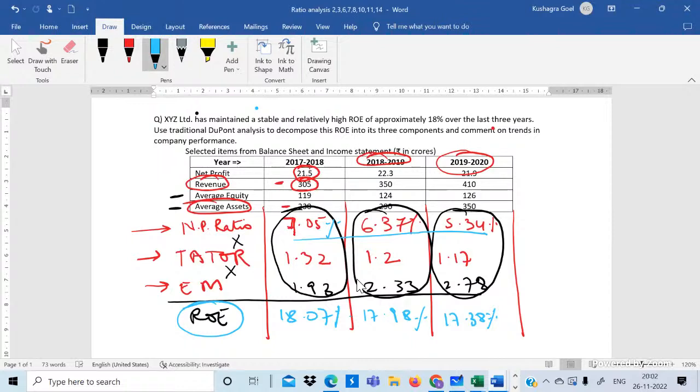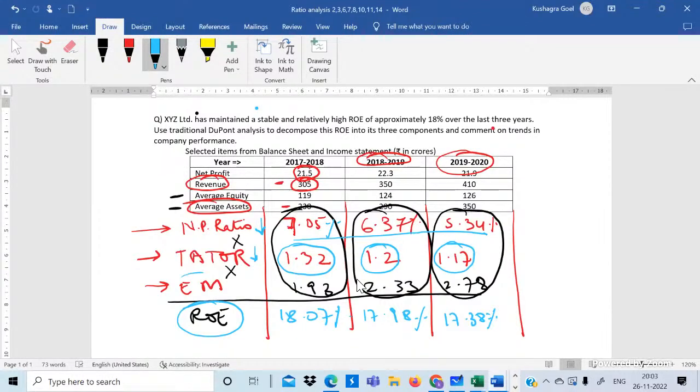Asset turnover ratio tells you how efficiently you're using your assets, because it tells you for every 1 rupee of asset that you have, how much is the sale that you're generating. So in 17-18, for every 1 rupee of asset that you had, you're generating a sale of 1.32. Then it went to 1.2, and then it became even worse. It became 1.17. So again, if I look at my asset turnover ratio, it is going down. Net profit ratio, it is going down.